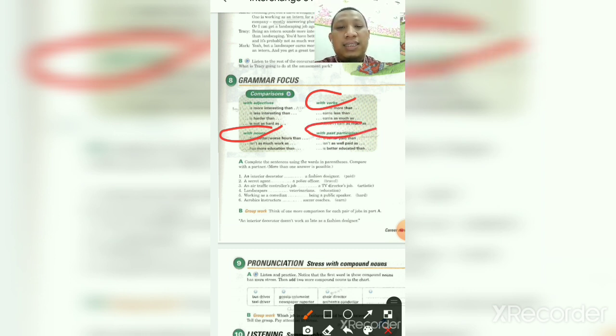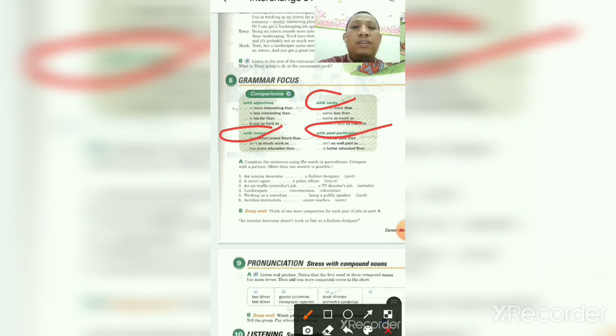And the last is the past participle. What is the past participle? We can say that it is the past tense, using verb 2 or verb 3. So how do we make it? We use verb 3 as the past participle. Examples in this book are paid and educated. Educated is an example of a past participle. For example, a teacher is better educated than a gardener.